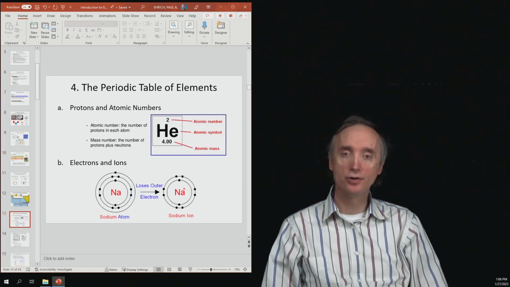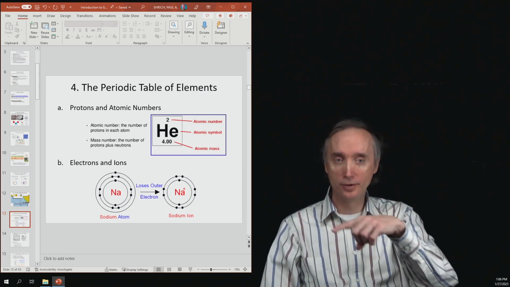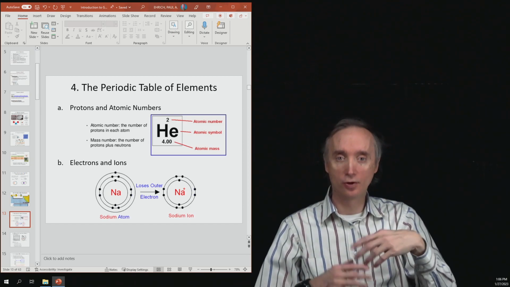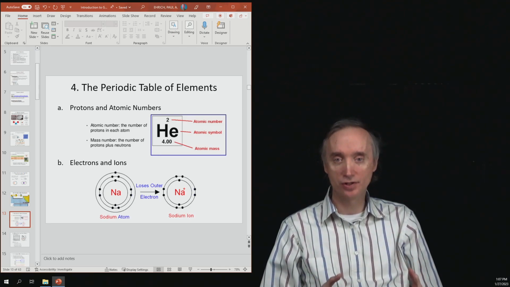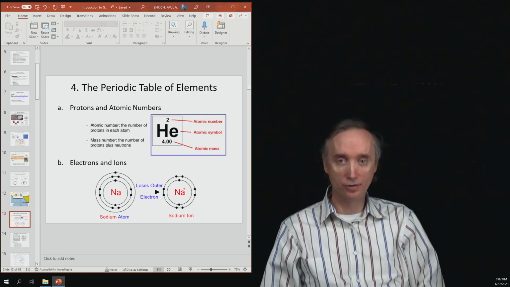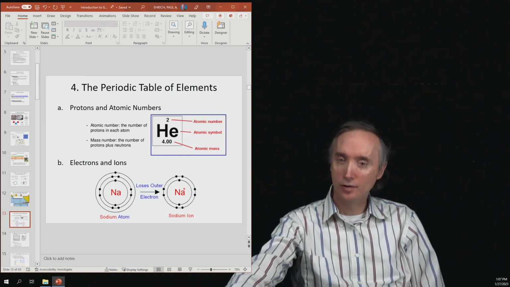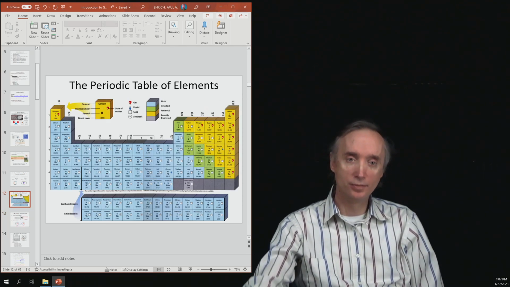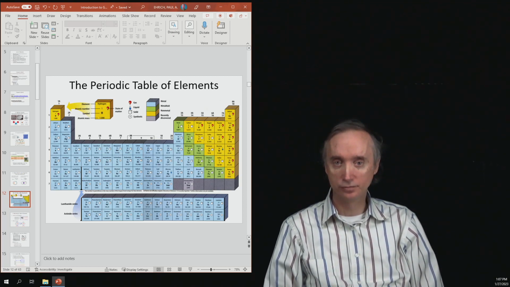So let's now go down and talk about the electrons. So we said that the electrons are in orbit around the nucleus. They form a cloud around the nucleus, but again, it's a lot easier just to think of them making rings going around the nucleus. So most elements want to be electrically neutral.